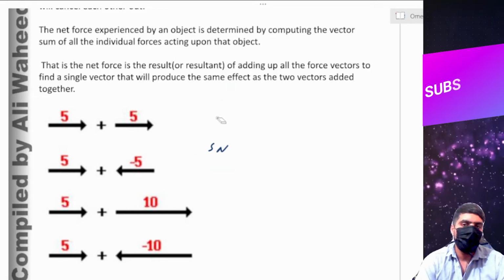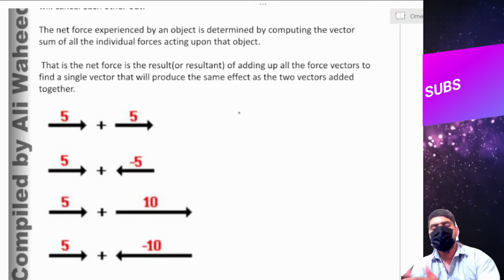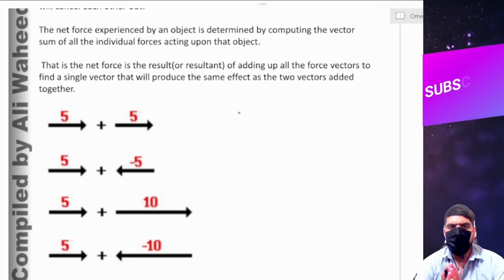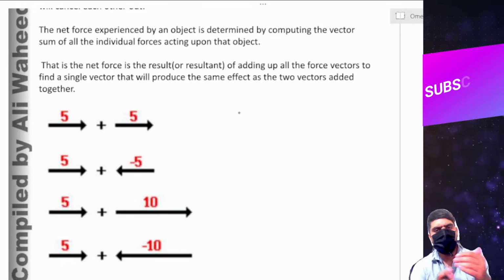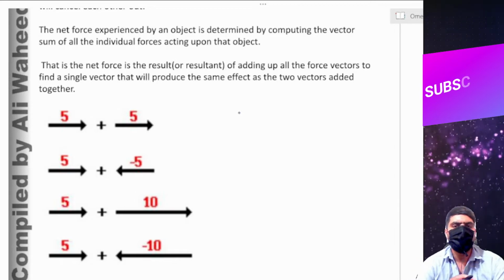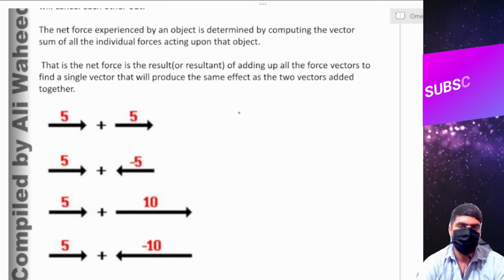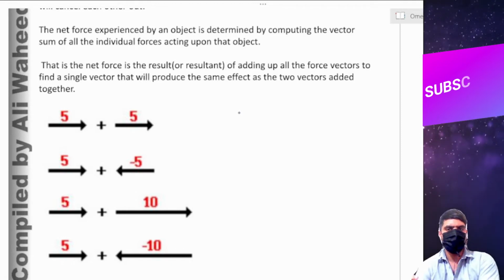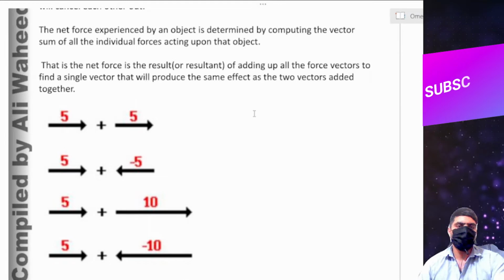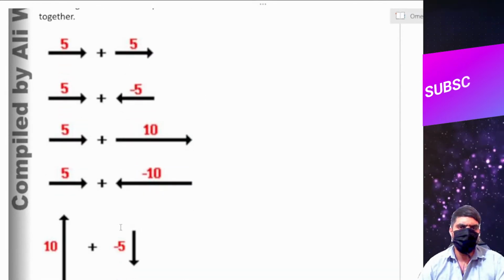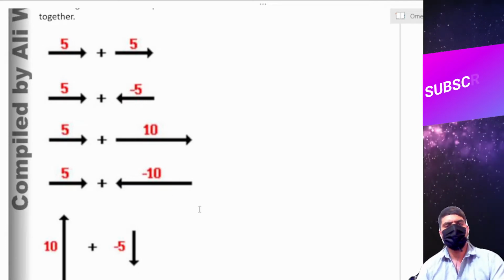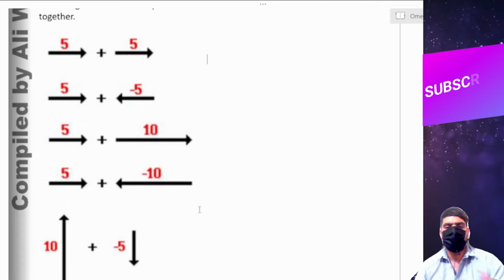So the question can be like this: here is a vector 5 newtons. Let's say the vector is a force. There's another vector 10 newton, let's say in the same direction, and they would ask you to find the resultant vector. When you hear the word resultant vector, it means you need to add the vectors. So let us start with the cases in which the vectors are parallel to each other, and then we have the next case when the vectors are perpendicular to each other.